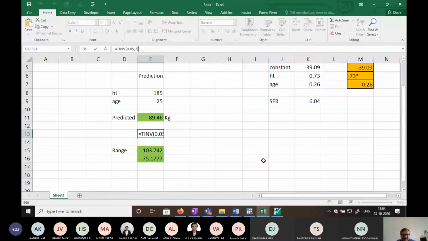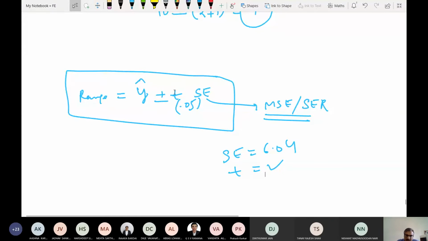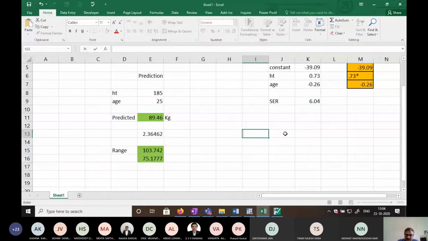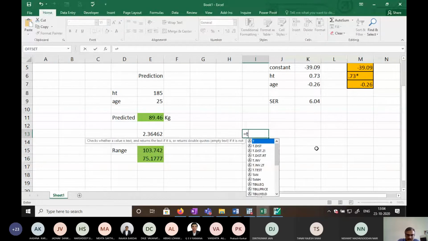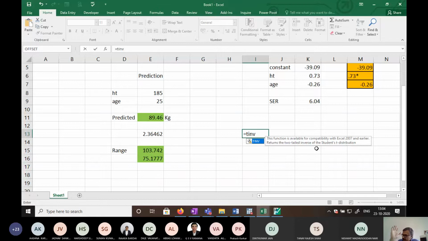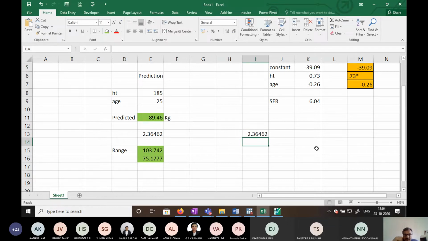I'll again show you how I've calculated the T value at 5% level of significance. The logic I've explained to you, because we accept or reject the null, and this is a 5% level of significance. The formula is TINV. You are with me, class? Yes, TINV, then probability 5%, because we are talking about 5% level of significance. The degree of freedom I've explained, n minus k plus 1. In this case it is 7. I've entered it, so I've got this value of t.